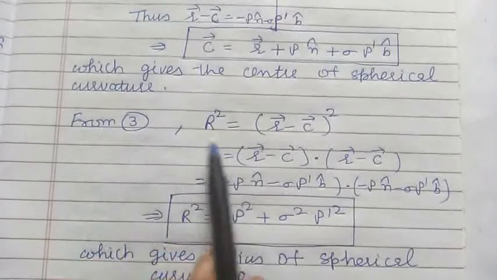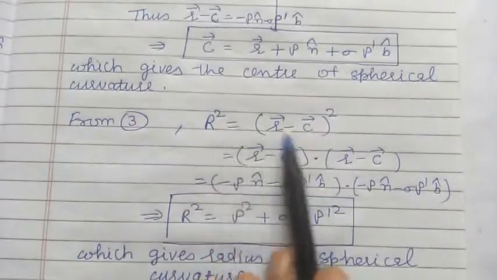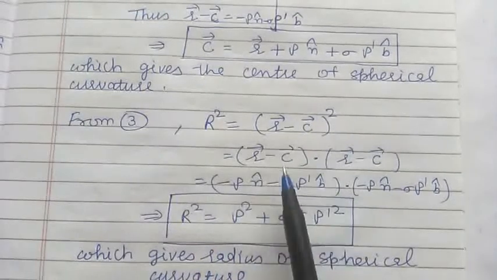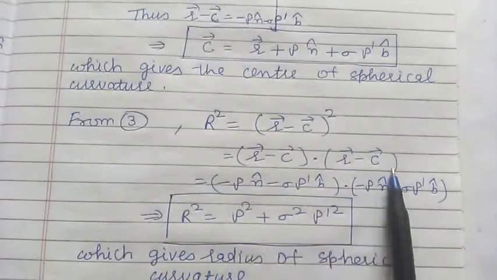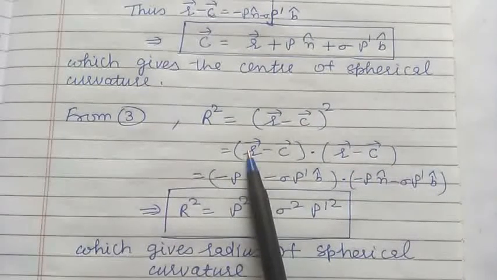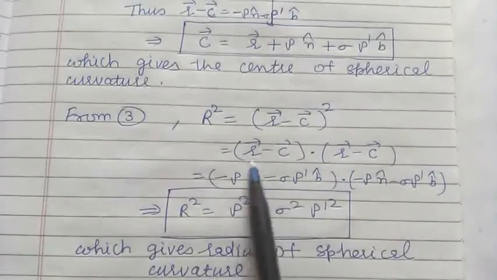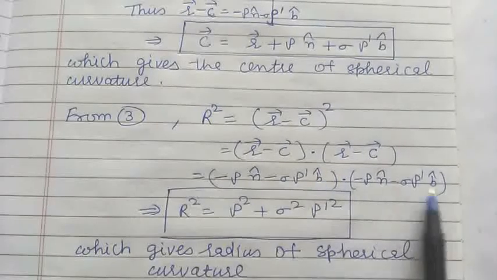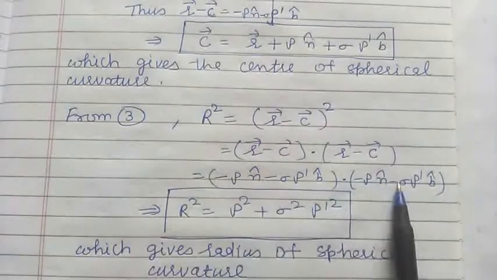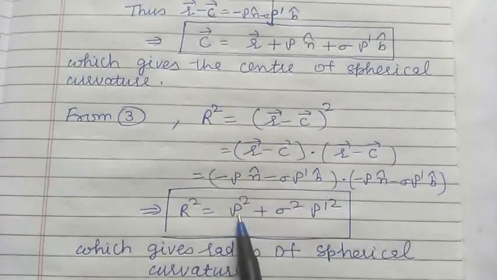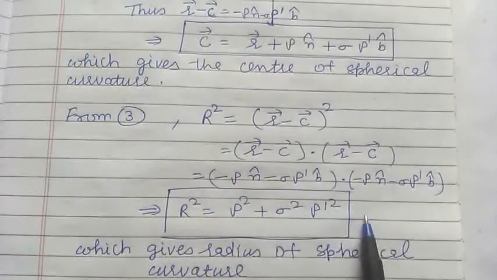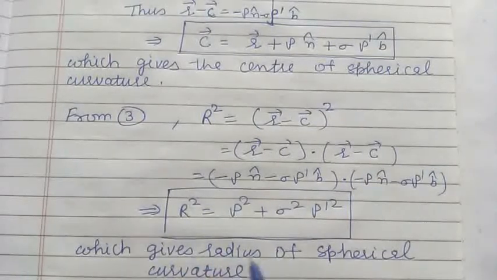Now to find the radius, from equation 3, which is the equation of the sphere, this square can be written as (vector r minus c) dot (vector r minus c). Now substituting the value of vector r minus vector c here, which we have already obtained, n cap dot n cap is 1, and b cap dot b cap is also 1. So from here we get r square is equal to rho square plus sigma square rho dash square. So this gives the formula for the radius of spherical curvature. So this was how to find the center of spherical curvature as well as the radius of spherical curvature.